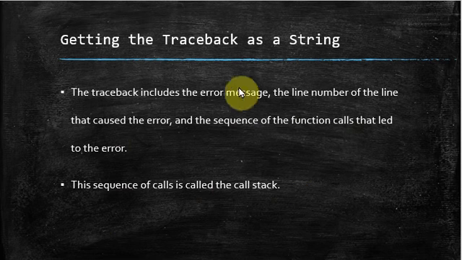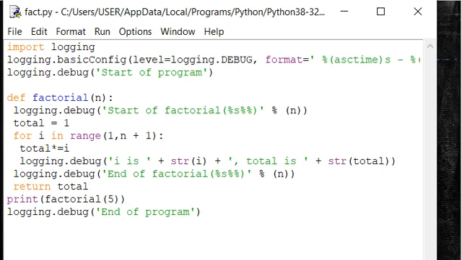So what is traceback? Whenever an error has occurred in a Python program, the information it gives is called the traceback. It includes the error message, also the line number that caused the error, and also the sequence of function calls that caused the error. This sequence of calls you can also call a call stack. We'll just see the example program related to this.